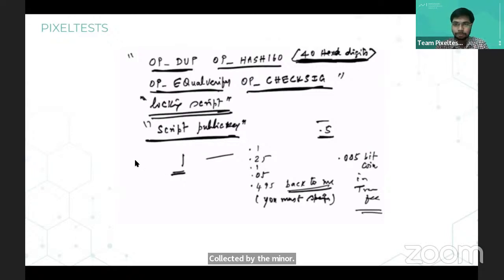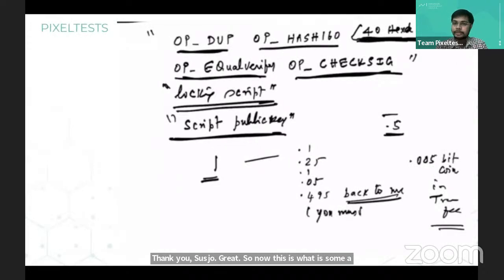Thank you, Sujama. Great. So now this is the structure of the output. And similarly here, okay, this is the same thing.